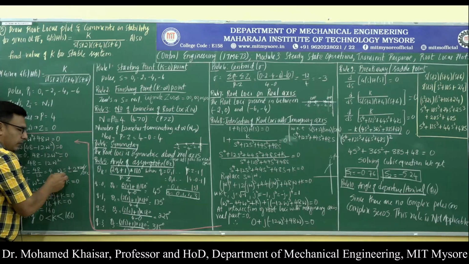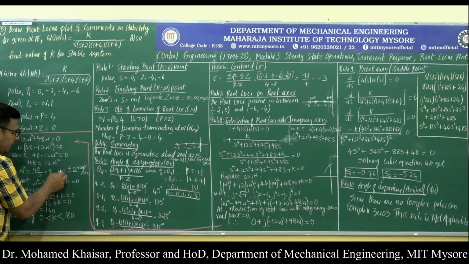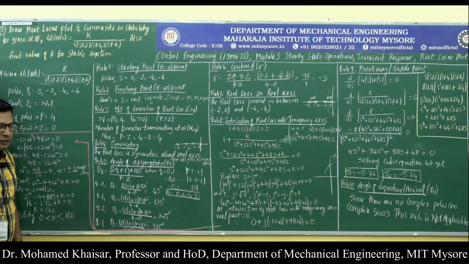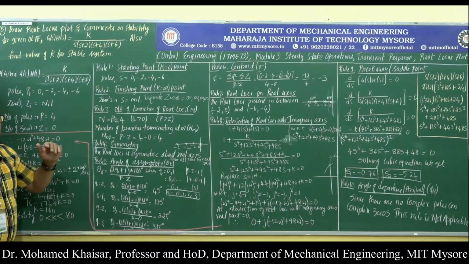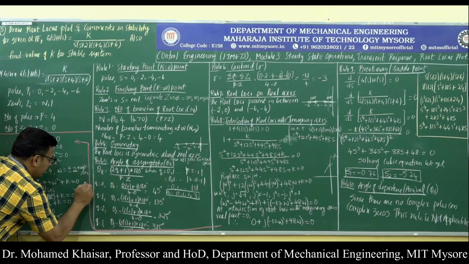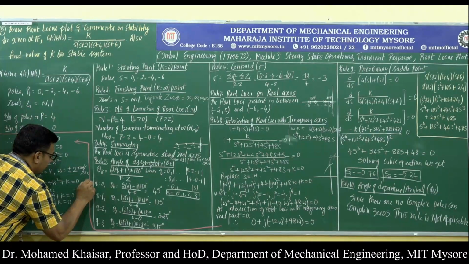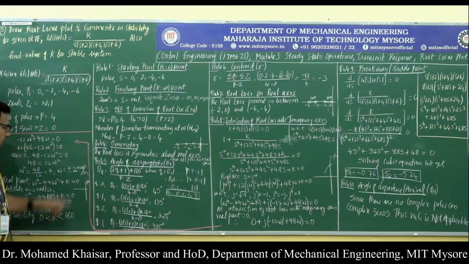Then omega will be equal to, if we eliminate the square there, omega equal to root 4, and omega can be calculated thereafter to be plus or minus 2 radians per second. What does it mean to say plus or minus 2 radians per second? Above the real axis, one of the branches of root loci is going to intersect the imaginary axis at plus j2, because we have found the value of omega.